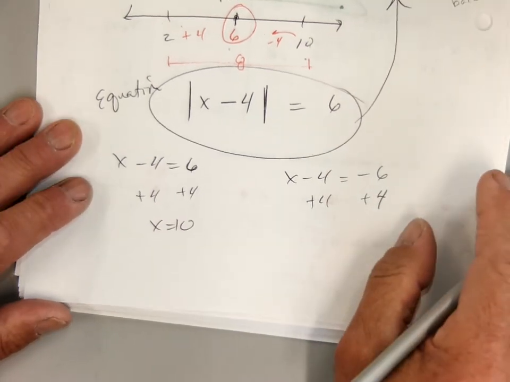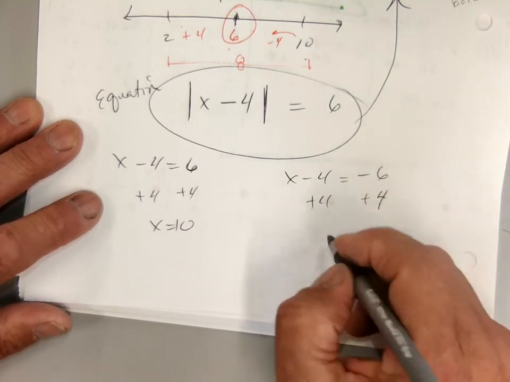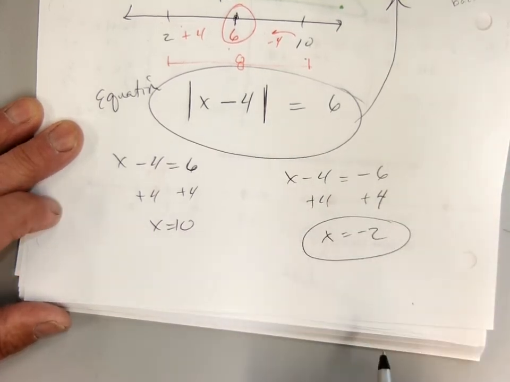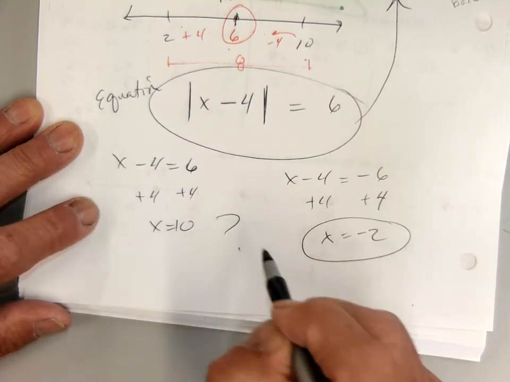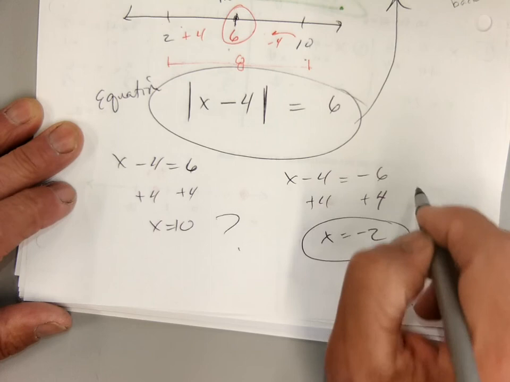Uh-oh, I got a mistake here. It should be negative 2. I got the 10, but I didn't get the 2. Okay, let me come back to this.